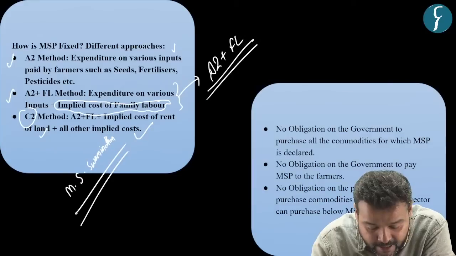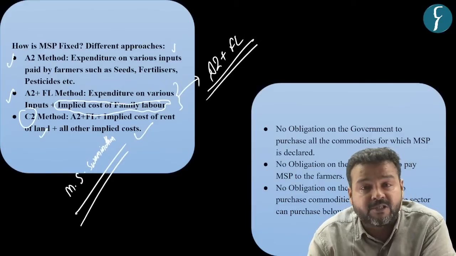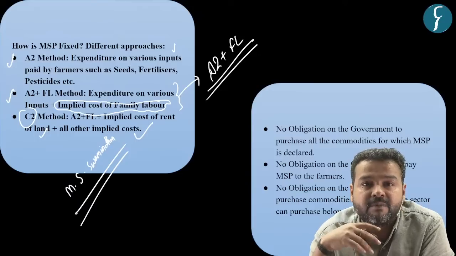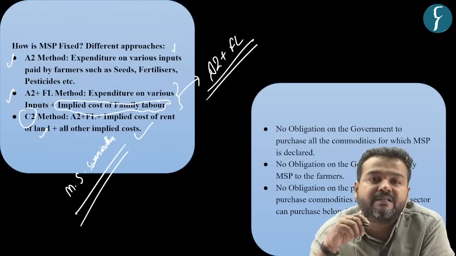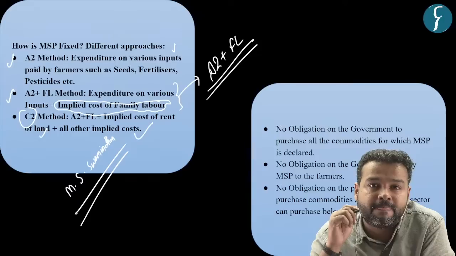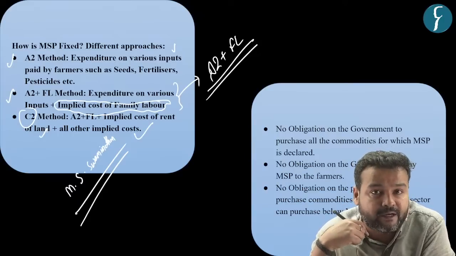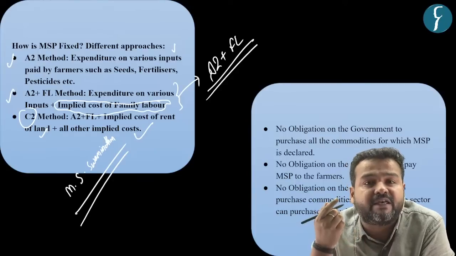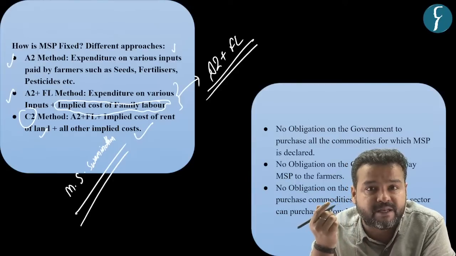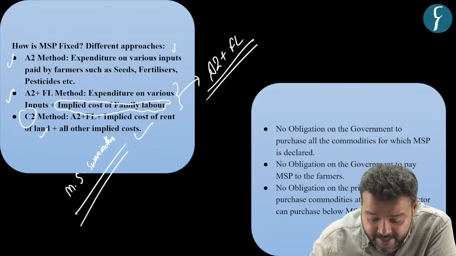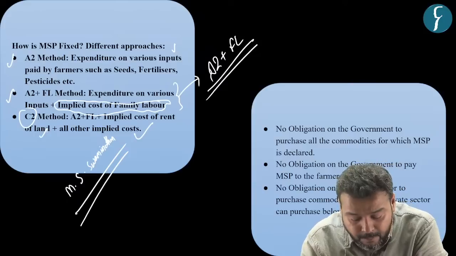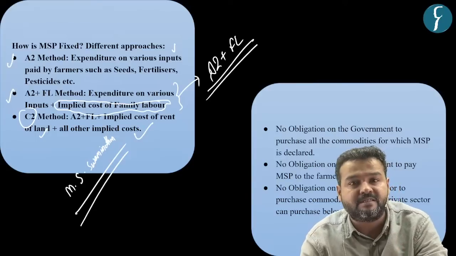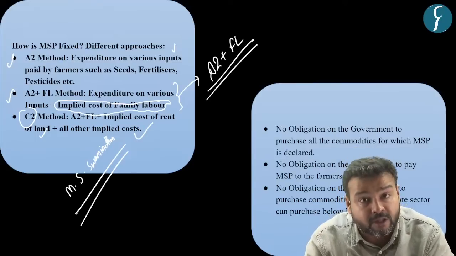Now, this statement is again correct because since the farmers' agitation, you might be aware of the fact that farmers were demanding that statutory recognition should be given to the MSP, and government was not ready to do that. So it is not having the statutory backing, the MSP regime. So by virtue of this, there is no obligation on the government to purchase all the commodities for which MSP is declared. Even if MSP is declared, government is not bound to buy all the commodities.